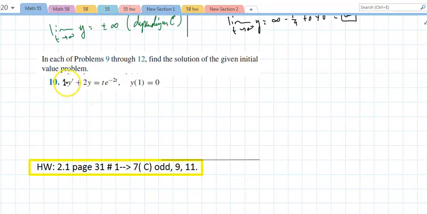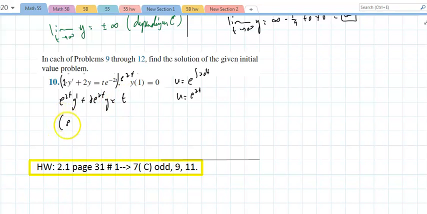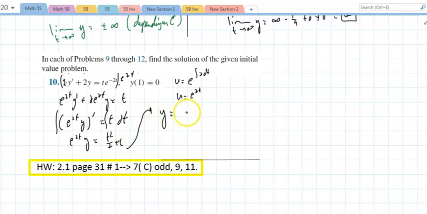Again, this is a 1, this is linear, u equal e to the integral of 2 dt, u equal e to the 2t, multiply this by e to the 2t, that would be e to the 2t y prime plus 2e to the 2t y equals t. This is simply e to the 2t times y prime equaling t. Integrate with respect to t. I will get e to the 2t y equals t squared over 2 plus c. So here we get y to equal t squared over 2 e to the negative 2t plus c e to the negative 2t.